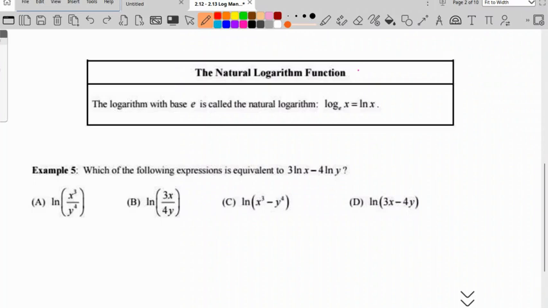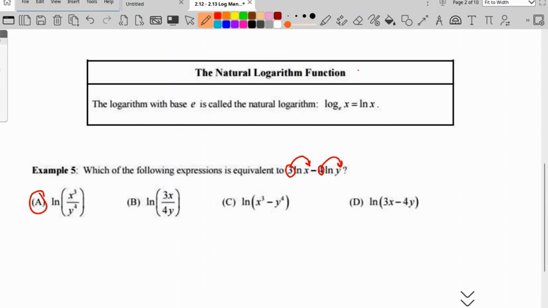Okay, natural logarithm is just a log with a base of e. So log base e of x is rewritten as natural log of x. Which of the following expressions is equivalent to 3 times the natural log of x minus 4 times the natural log of y? So use your log properties. That's a difference of logs. I've got coefficients that I need to bring back up as exponents. Okay, so which one of those looks right? It's definitely going to be A, natural log of x cubed over y to the 4th.